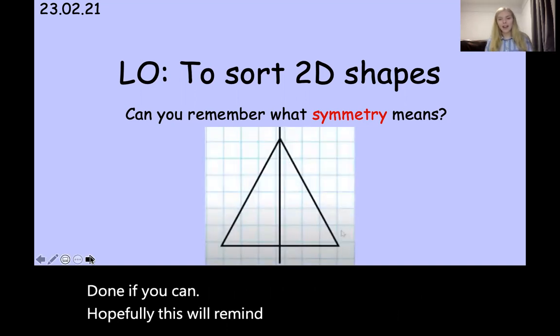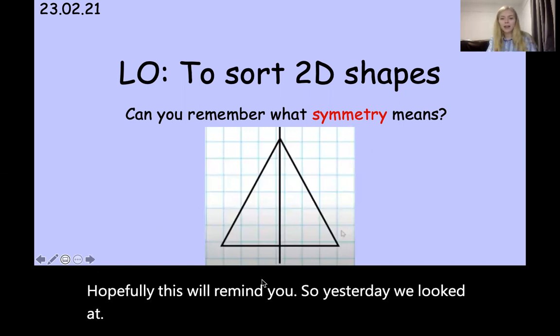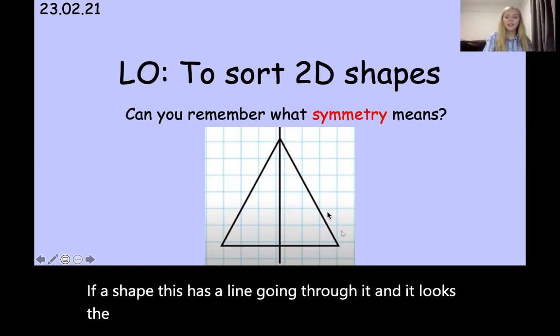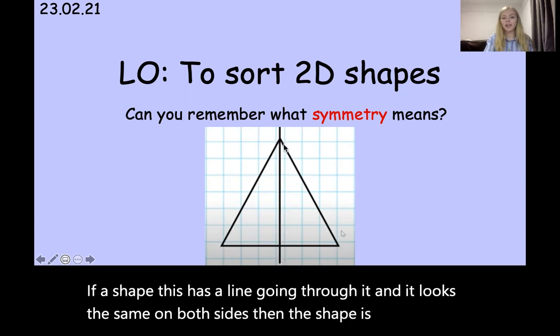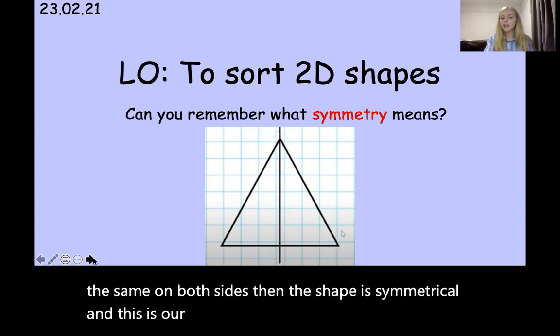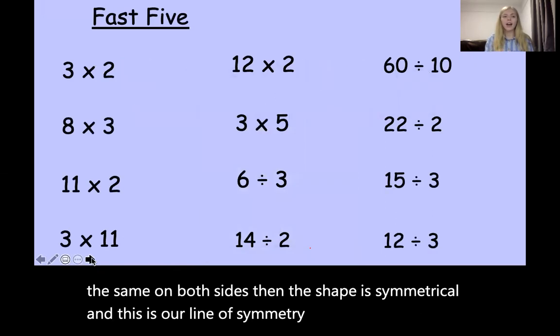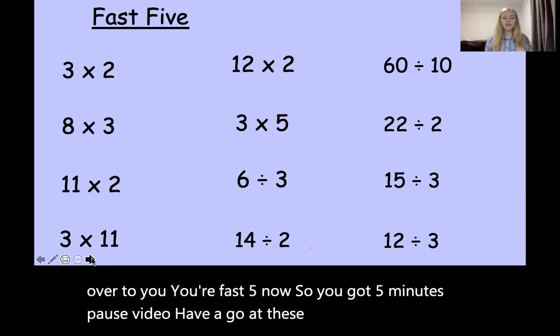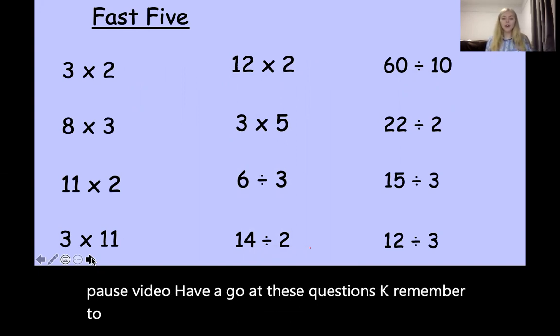So yesterday we looked at if a shape like this has a line going through it and it looks the same on both sides, then the shape is symmetrical, and this is our line of symmetry. Okay, well done. Okay, over to you. You've got 5 minutes. Pause the video, have a go at these questions. Remember to draw out your groups. Off you go.